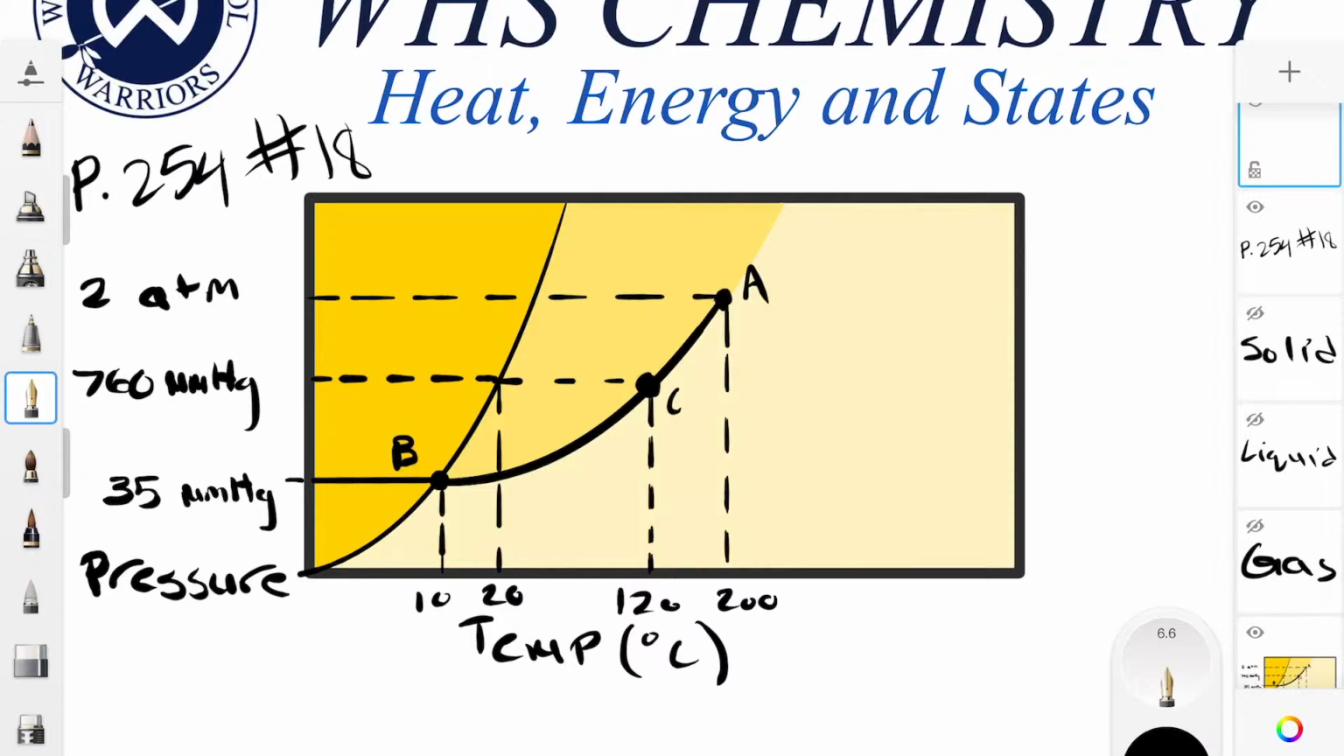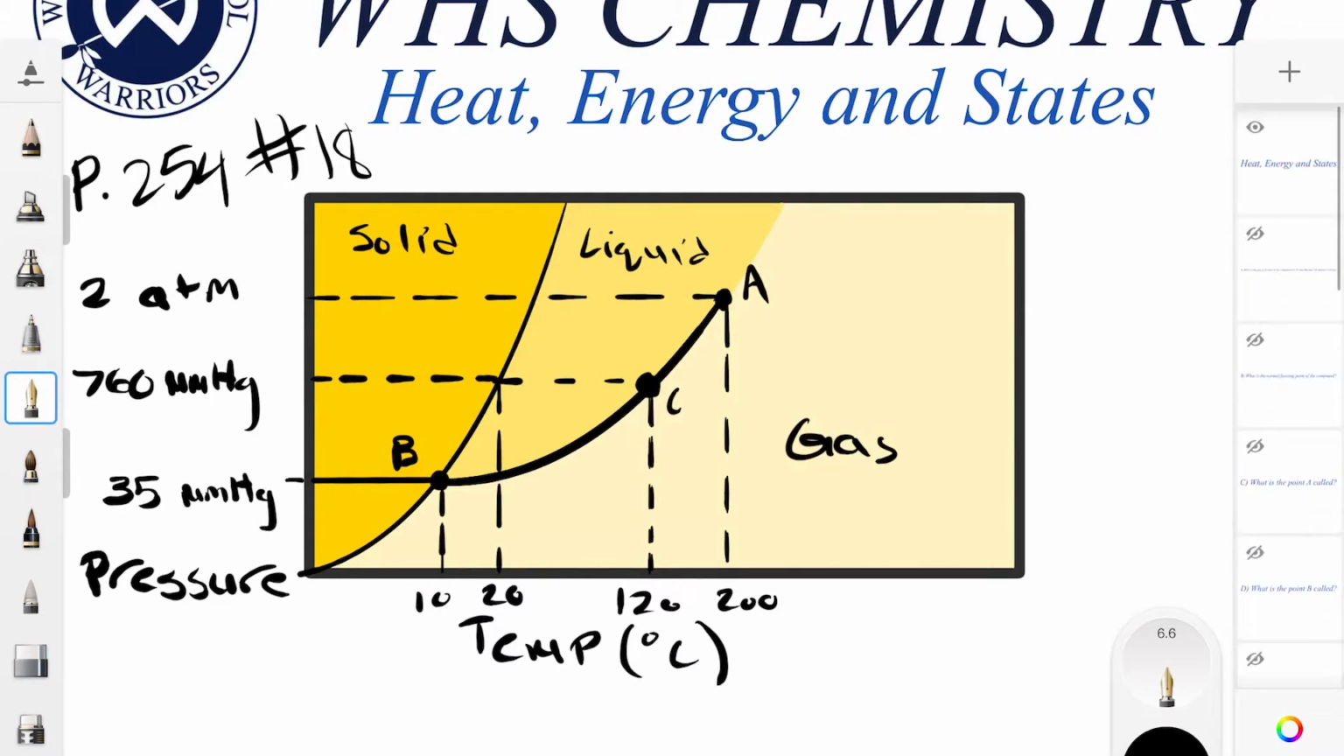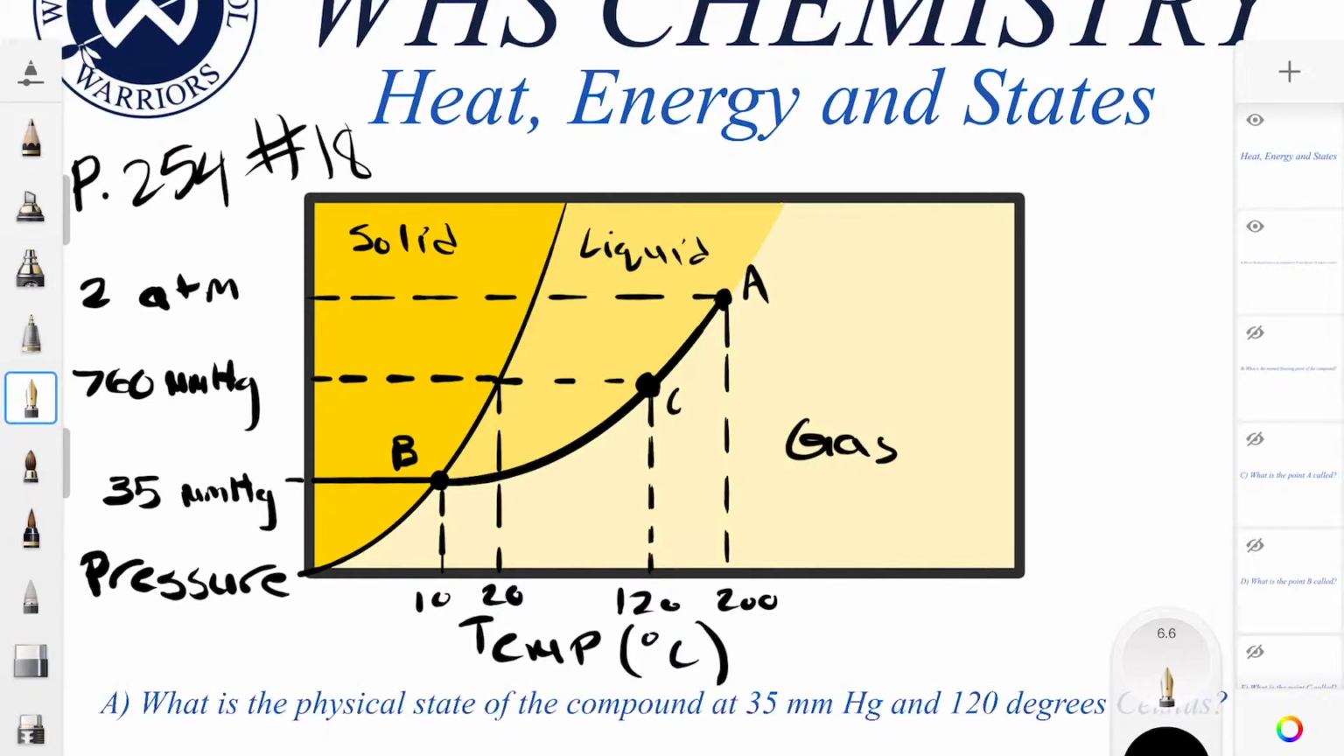First, we can start by identifying the three parts of the graph. The darkest part of the graph here is depicting the compound when it's solid. This next part here is when it is liquid, and the lightest part over here is when the chemical compound is a gas. Now, the first question we're asked about the graph is, what is the physical state of the compound at 35 mmHg and at 120 degrees Celsius?